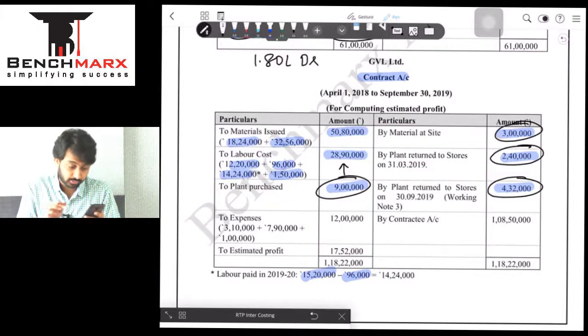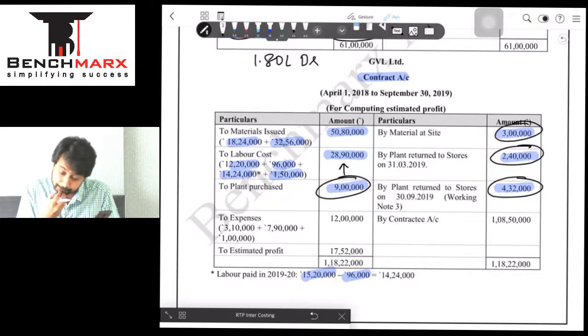किधर गया? 9 lakhs क्या minus किया मैंने? 9 lakhs minus 3 lakh minus 240 minus 432. Amount is what? क्या आ रहा है मेरे को? Plant at site नहीं आ रहा है. 9 lakh minus 3 lakh 6 lakhs, 228 आना चाहिए ना मेरे को. 228 क्यों नहीं आ रहा?